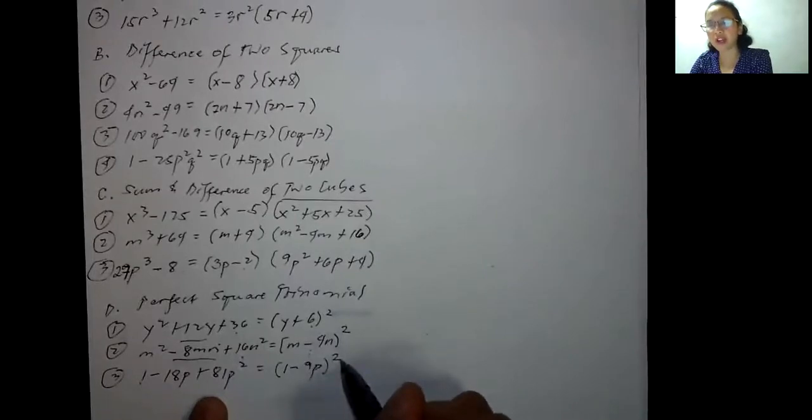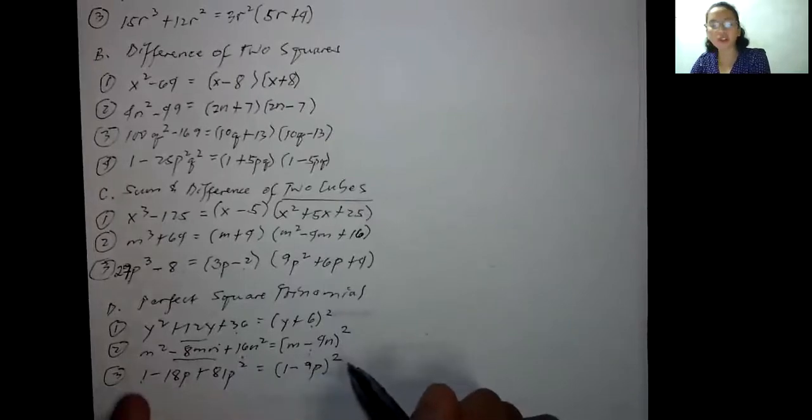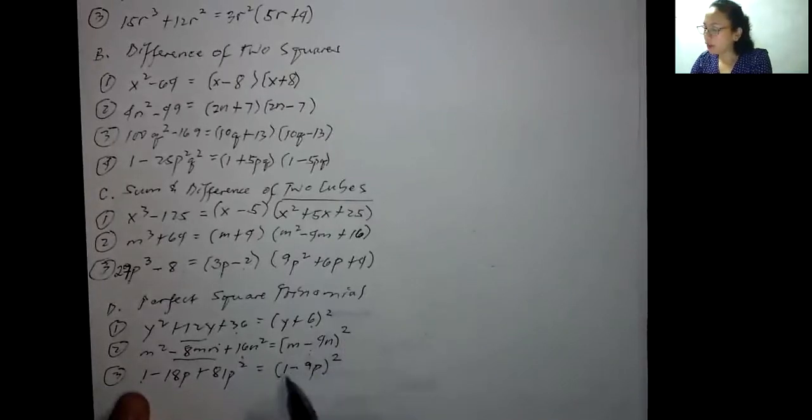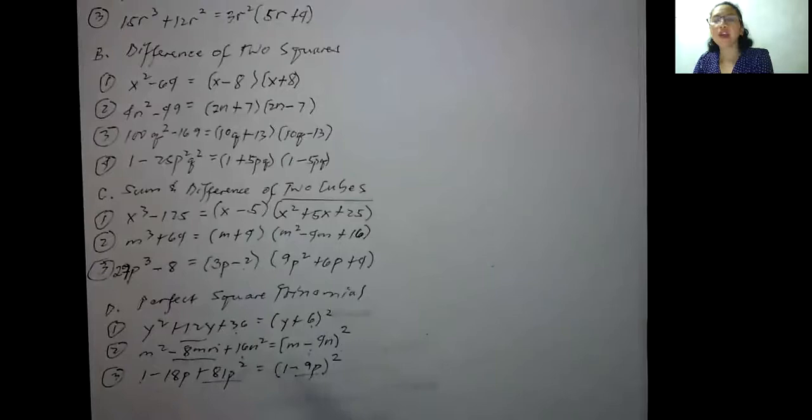So let us check if our factor is correct. 1 times 1, the answer is 1. 1 times negative 9p, that is negative 9p. Times 2, this answer is negative 18p. That is correct. Negative 9p times negative 9p, the answer is positive 81p squared.